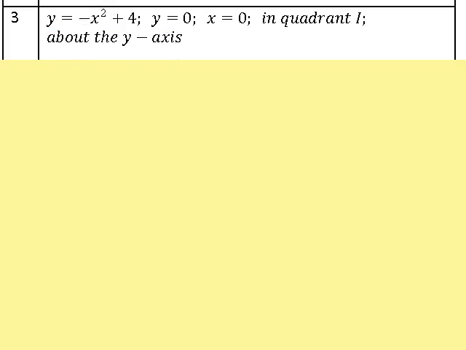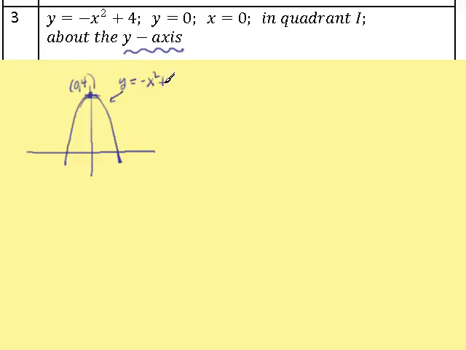In number 3, we're looking at the region under y equals minus x squared plus 4 between y equals 0 and x equals 0, in quadrant 1. And this time we're revolving about the y-axis. So first I'm going to draw the region. Here is y equals minus x squared plus 4. And we're looking at the region bounded by this curve, y equals 0, the x-axis, and x equals 0 right here, in quadrant 1. So this is the region that we're talking about.